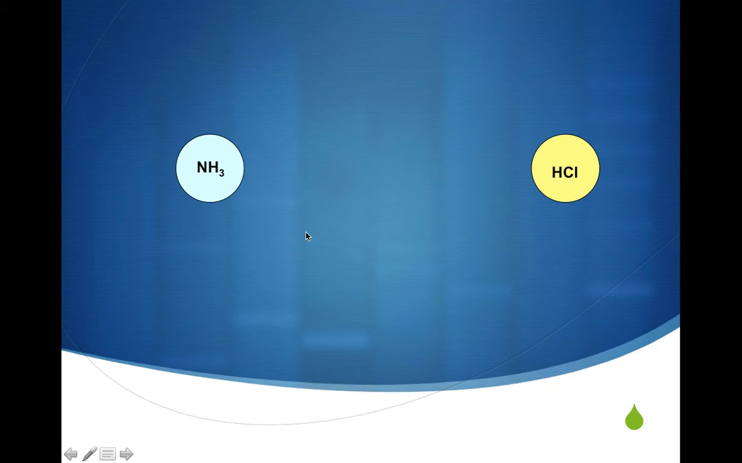Unit 2 Chemistry, Chapter 15, Part 2. Strong or weak acids. So, here we have an example of a base and an acid.